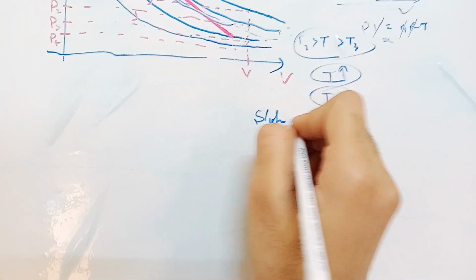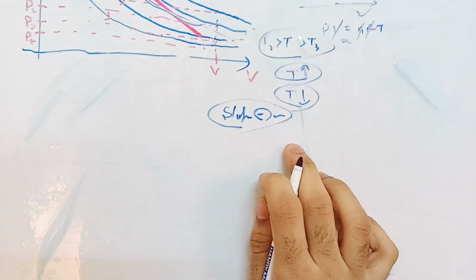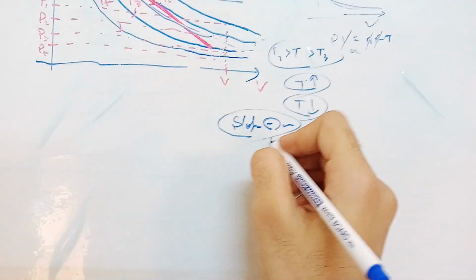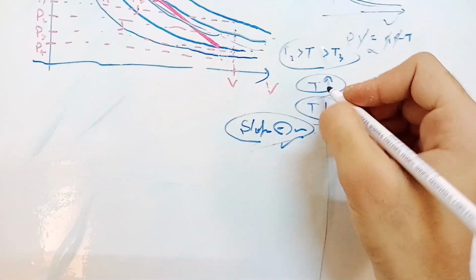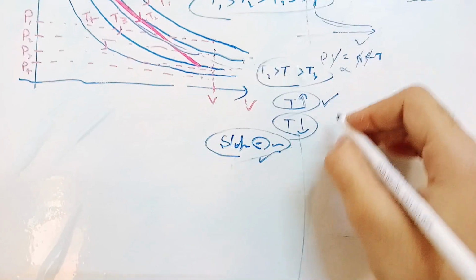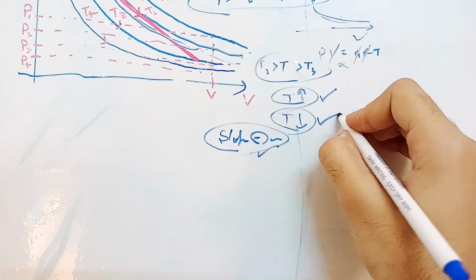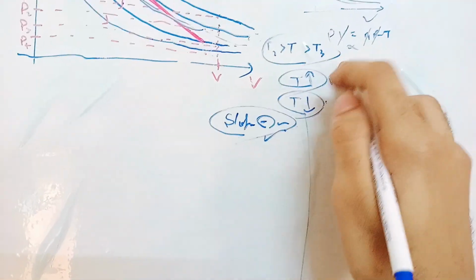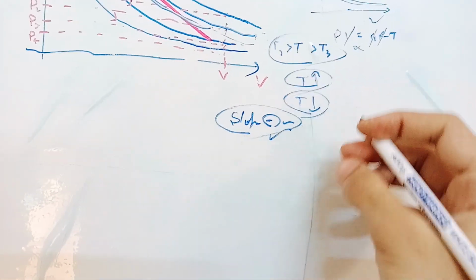Finally, we can also see that since this is a straight line and it makes an obtuse angle with the positive x-axis, its slope is negative. So we can say that for this process in the PV diagram, the slope is negative, and the temperature initially keeps on increasing, and finally the temperature keeps on decreasing. So we can easily then take the correct options which are mentioned in the question. Thank you.